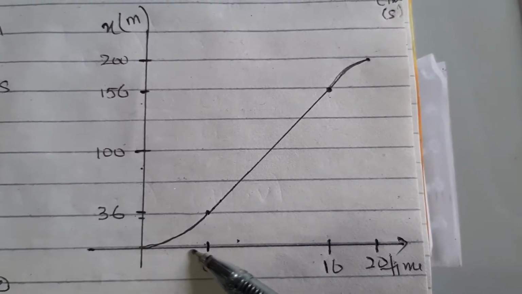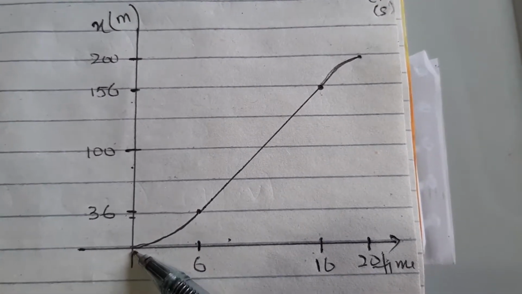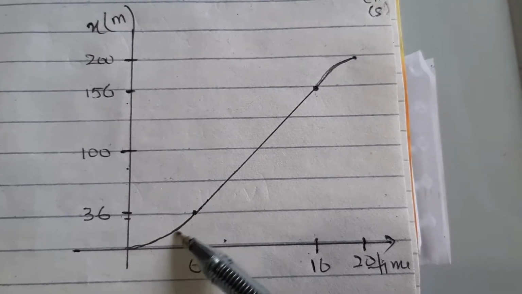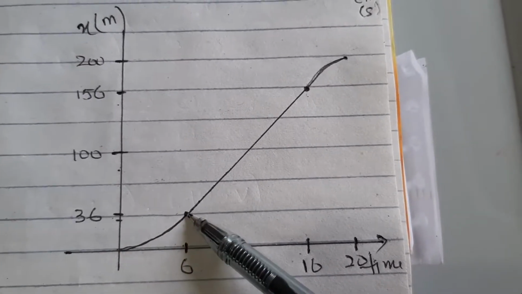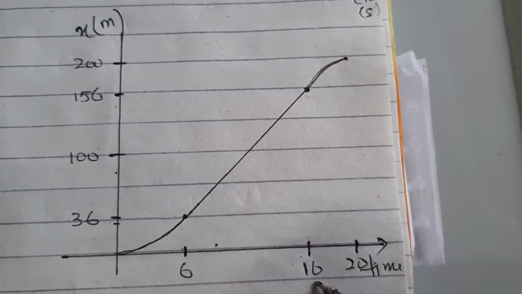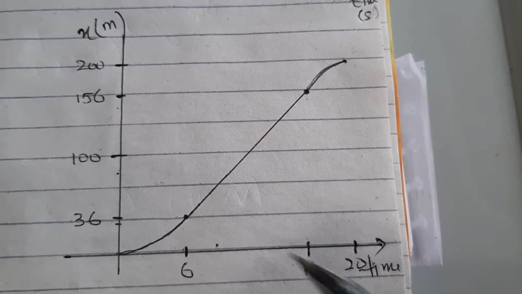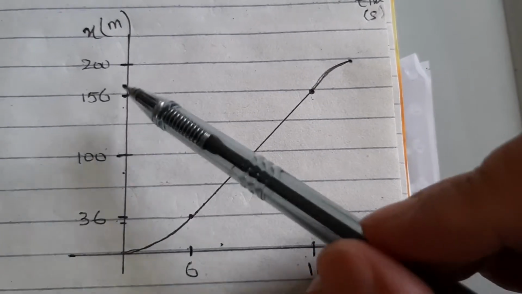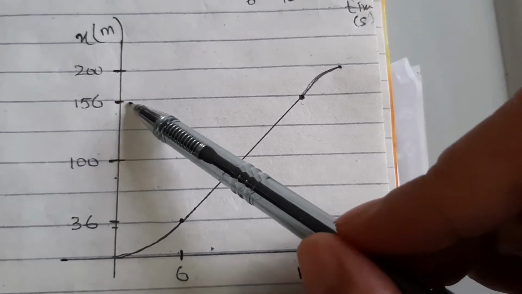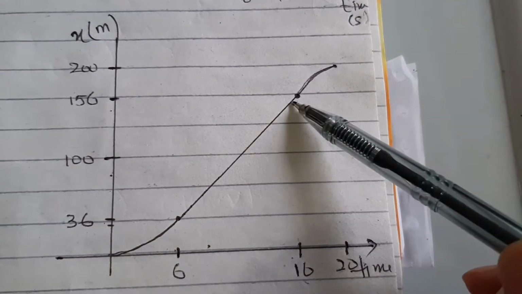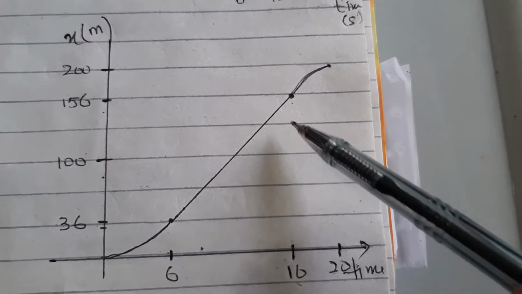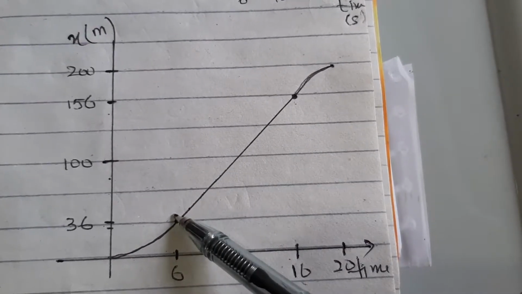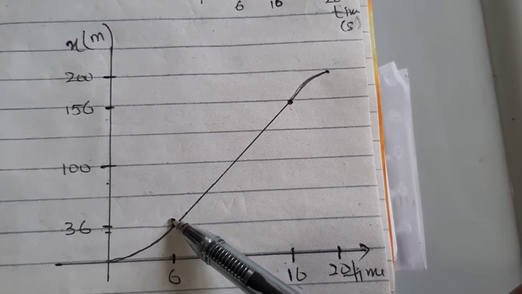So for the first 6 seconds, it is 36 meter and it was accelerating. So that's why I have shown a little curve here. Then in 6 to 16 seconds, it was 120 meter. So 36 plus 120 is 156. So I have drawn 156 exactly on top of 16. And I have drawn a straight line here because it was a constant velocity.